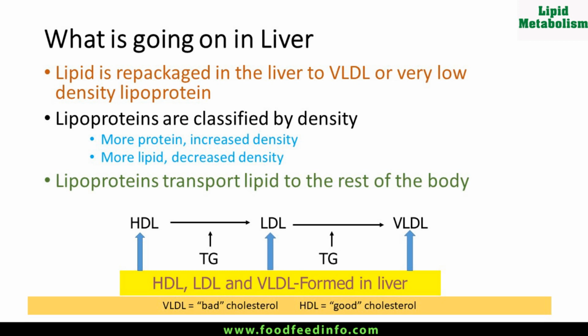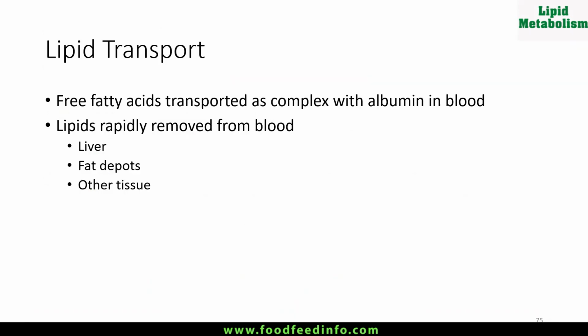Free fatty acids are transported as a complex with albumin in the blood. Lipid is rapidly removed from the blood, either by the liver, in the fat depot tissues, or the other tissues take that lipid from the blood.